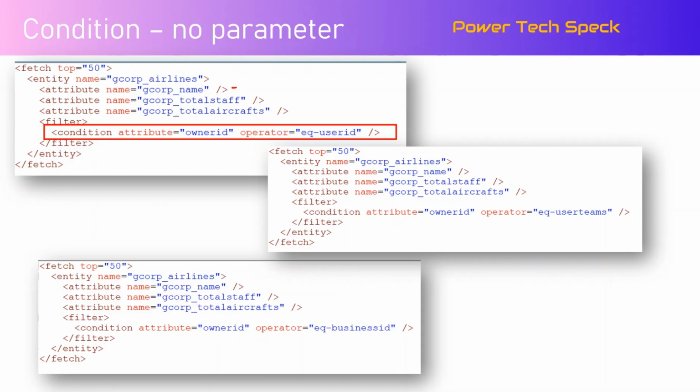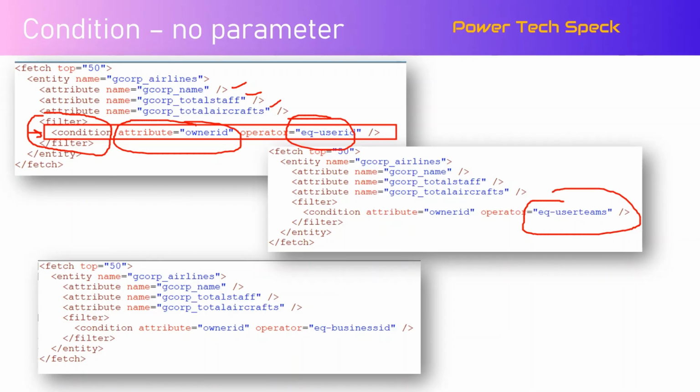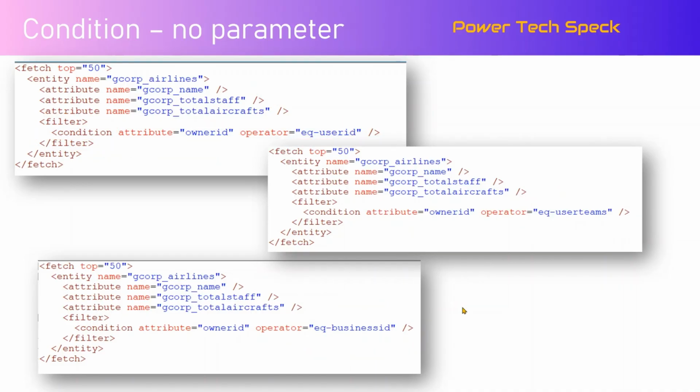The first three items are the attributes which you want to retrieve, but the condition will always come under the filter tag. So you need to have a filter tag, and within that you specify the condition. You're specifying an attribute, and then you're saying the operator is eq-userid. Similarly, you can also check if the user belongs to a team, or belongs to a specific business unit. By this, you can get that value retrieved from the system.